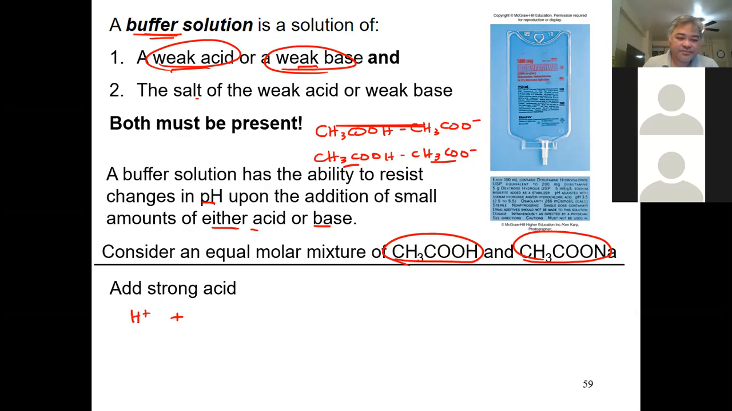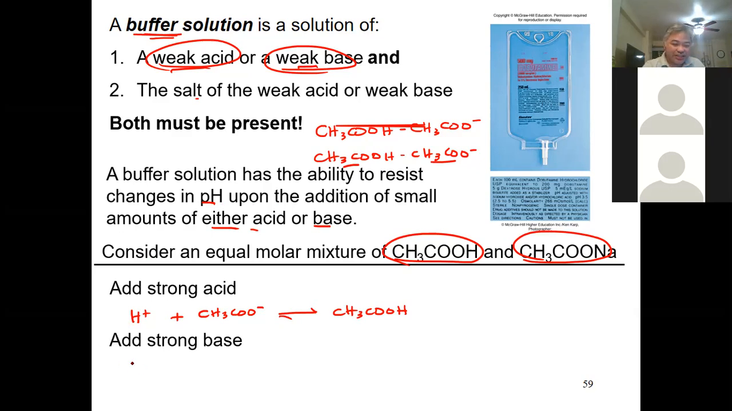Yung acetate. Okay? So ang magre-react yan ay yung acetate. Yun yung base component. And when they react, they will just form the acidic component. So walang nababago. Okay? Yung H plus na nalagyan nawala, because yung H plus ang magpapabago sa pH. But it was neutralized by the basic component.